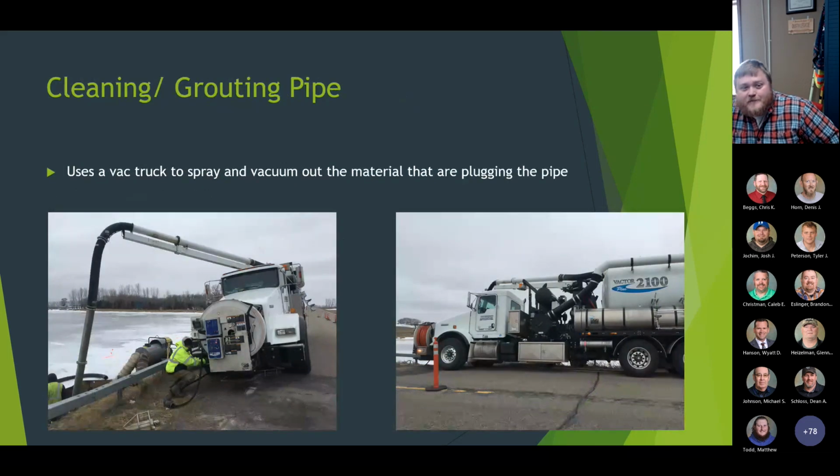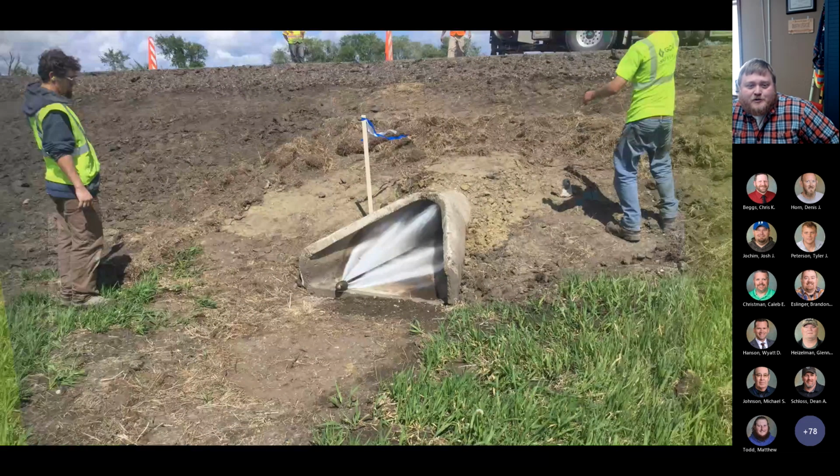So this is just your kind of generic vac truck that I'm sure most of you have seen, that uses water pressure to loosen up all the sediment and then the vacuum to suck out all the mud it creates to get the pipe clean. Here's just another picture that shows how the water jetting works out of those.